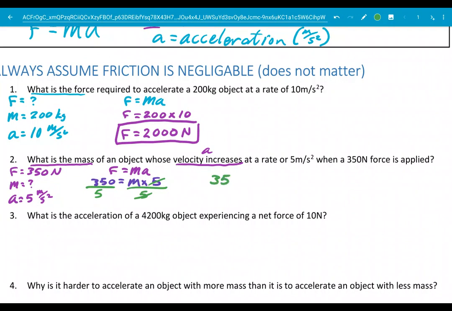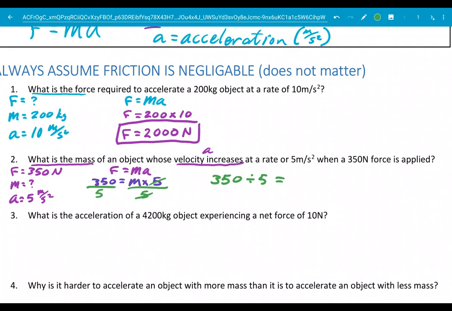On your calculator, you'll put 350 divided by 5 equals, okay, and in your answer, I want you to write down mass equals, and then you'll enter that into your calculator. And don't forget to include your units. Okay, I'll leave that for you to calculate.